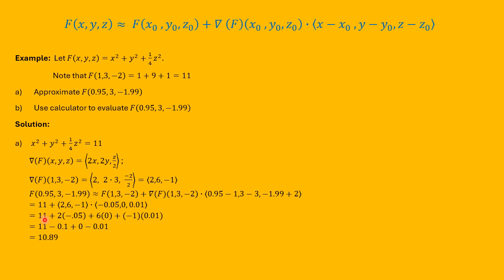So this we can calculate pretty easily. We have 11, and then here we have minus 0.1, plus 0, and here we have minus 0.01, and those add up to 10.89. So our tangent line approximation of f of these numbers is 10.89. Now, let's use a calculator to get a perhaps more precise, more accurate value of f at that point.